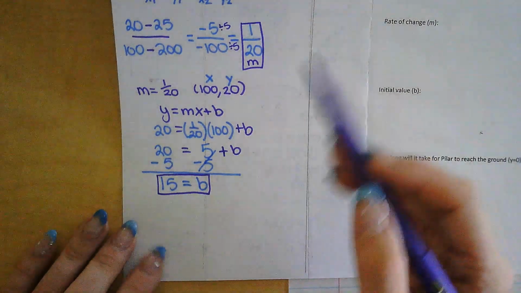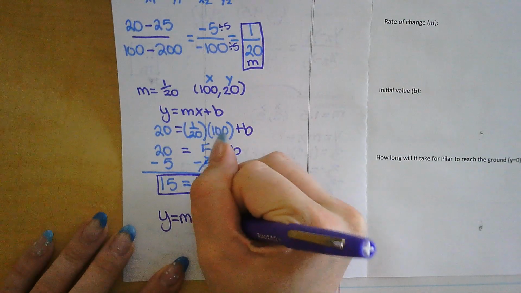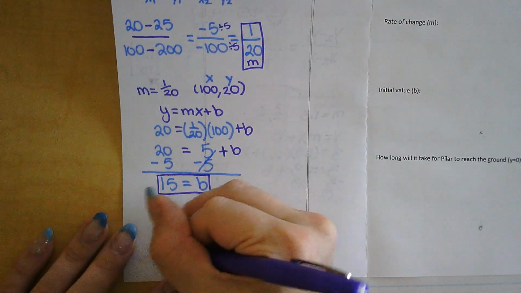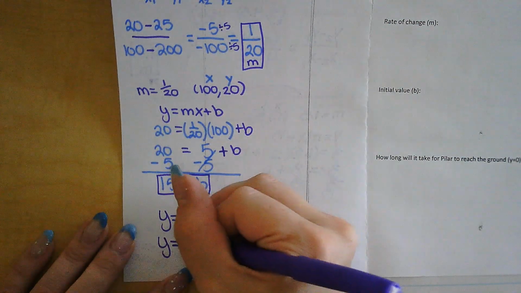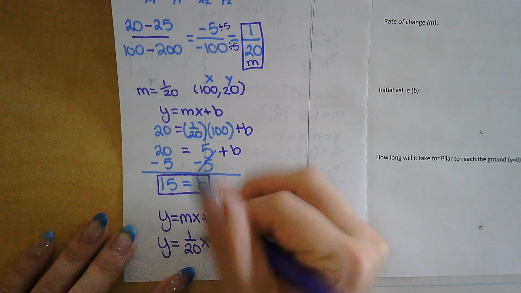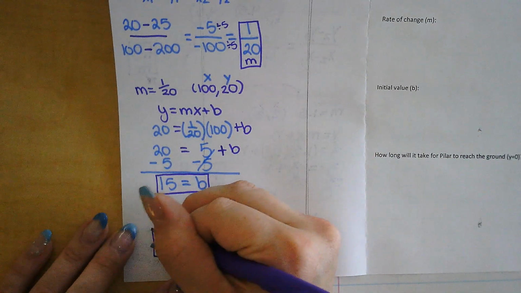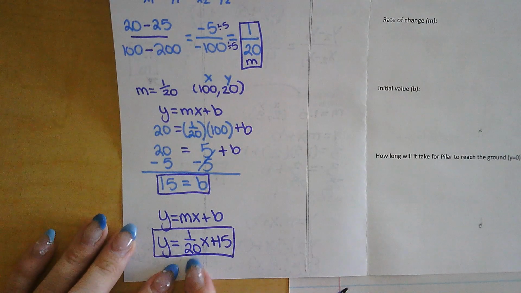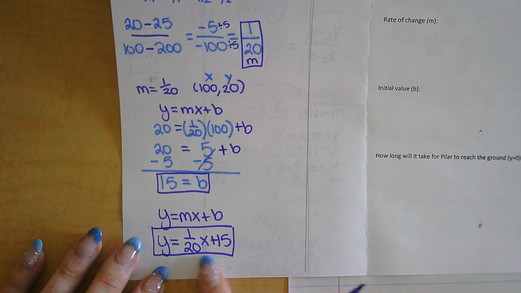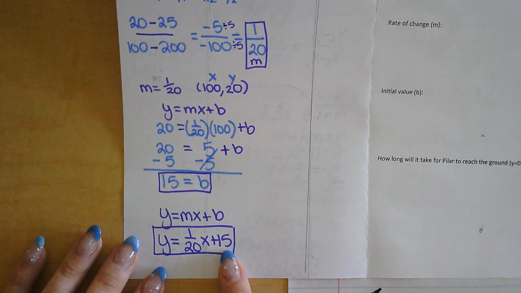Last step is to put both of these things together into slope-intercept form, which would be y equals 1/20th x plus 15. This is an example of a function that's linear. It has a constant rate of change, but it's not proportional. It does not start at the origin.